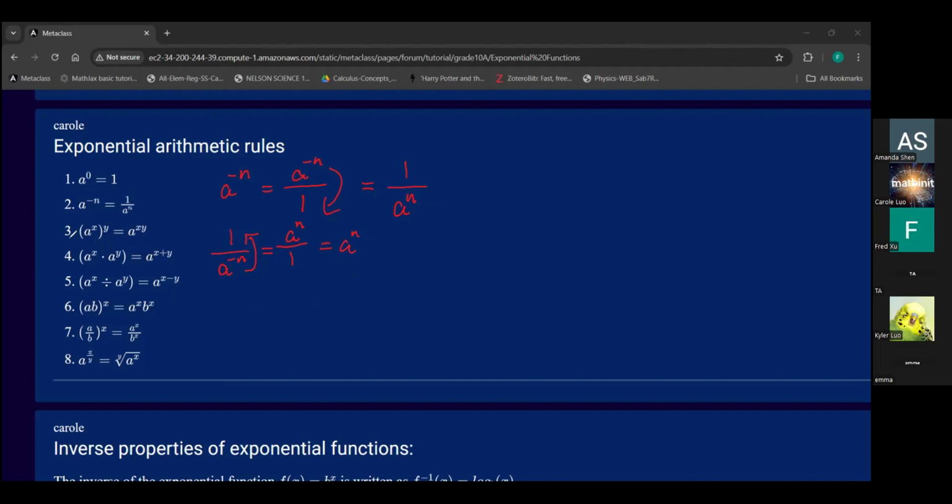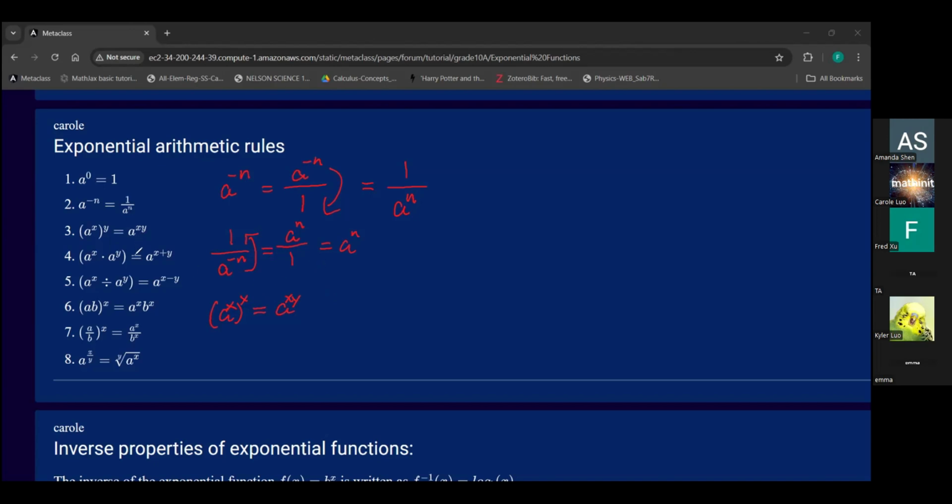And then for the next part, a to the power of x, all this to the power of y. So a to the power of x to the power of y is just equal to a to the power of the product of the two exponents, so x times y. This works no matter what.